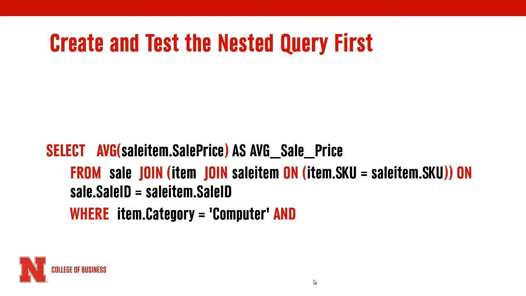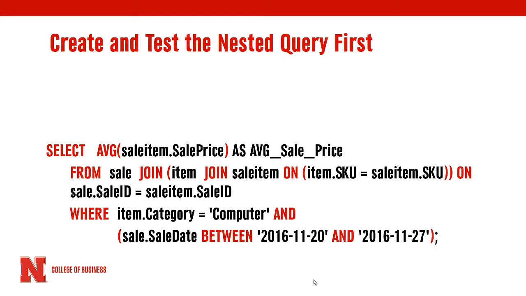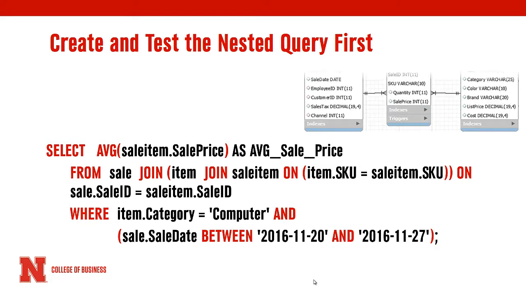And we need to add the criteria. First, the item must be a computer, so the category must match computer, and also the sale date between those two dates. So here are the three tables we are joining to retrieve the results. Now we need to save this or use this as a nested query. This query returns just one value.